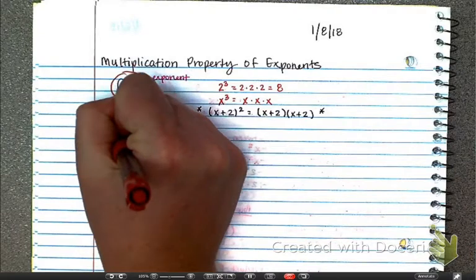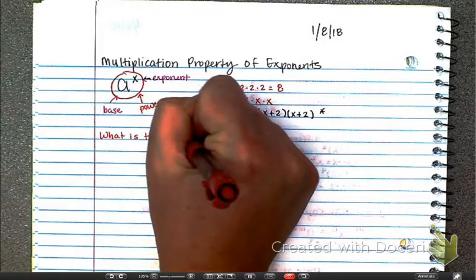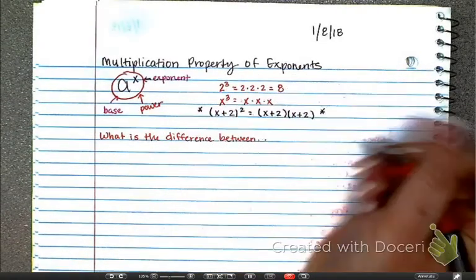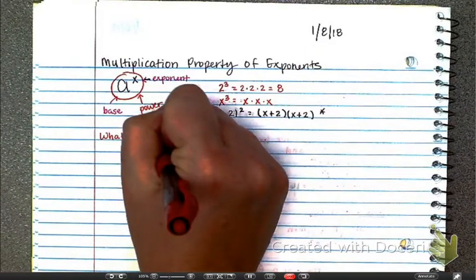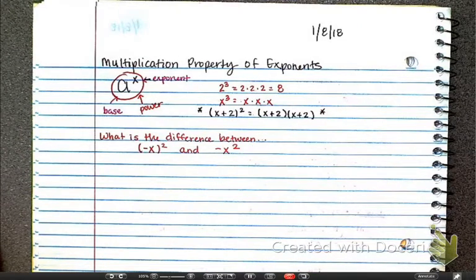What is the difference, or is there a difference between negative x squared and negative x squared? What is the difference, or is there even a difference between these two? Anyone have an idea? Jacob?